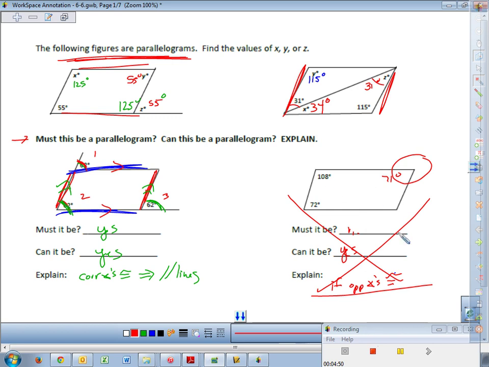Nope. Can it be a parallelogram? It's impossible. Why is it impossible? Because these opposite angles are not equal to each other. You with me on that? So you cool with must it be, can it be, explain problem.